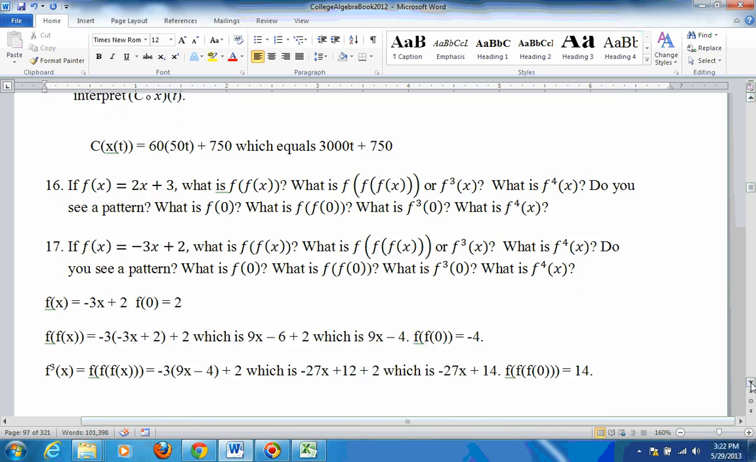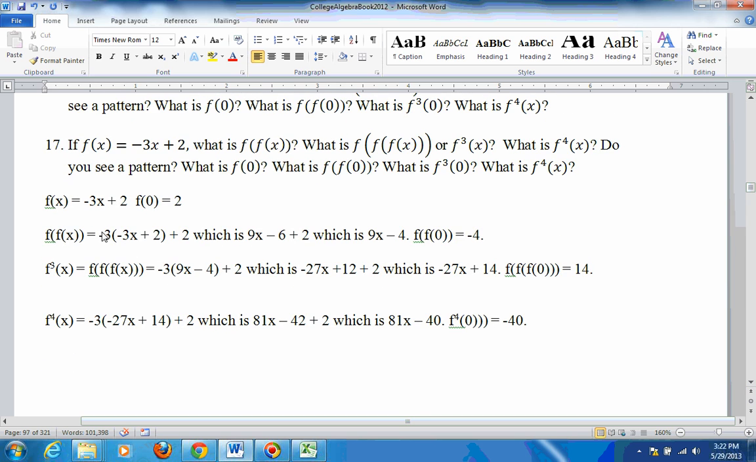So if f of x equals negative 3x plus 2, f of f of x means take the negative 3x plus 2 and substitute it in there for x. So it would be negative 3 times (negative 3x plus 2) plus 2. Simplifying that, you'll get 9x minus 4, and if you want to know what f of f of 0 is, just plug the 0 in there and you get negative 4. f to the third of x means substitute the f of f of x, the 9x minus 4, into the original function. So it would be negative 3 times (9x minus 4) plus the 2 that remains. Simplify that, and you get negative 27x plus 14. Evaluated at 0, that's 14.